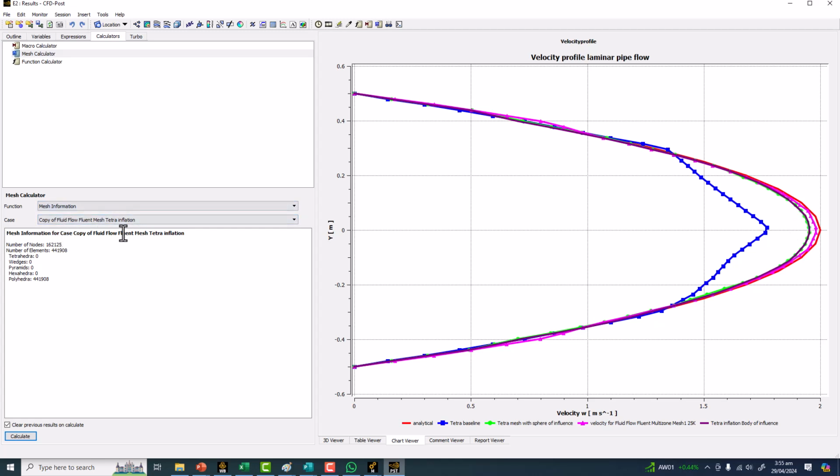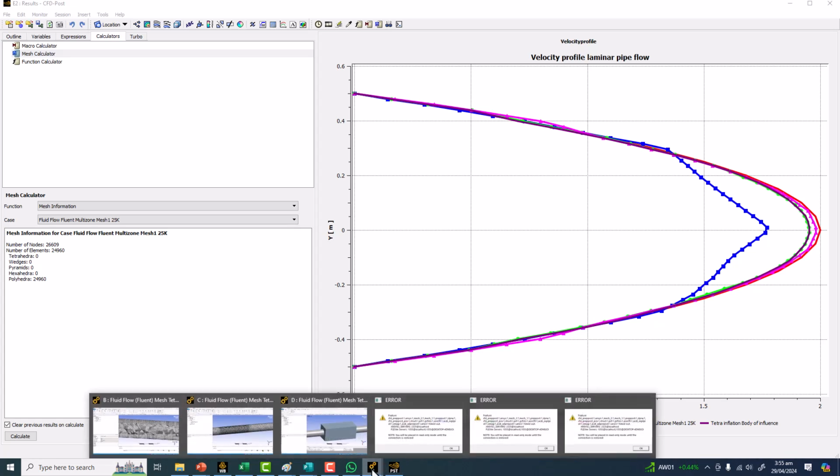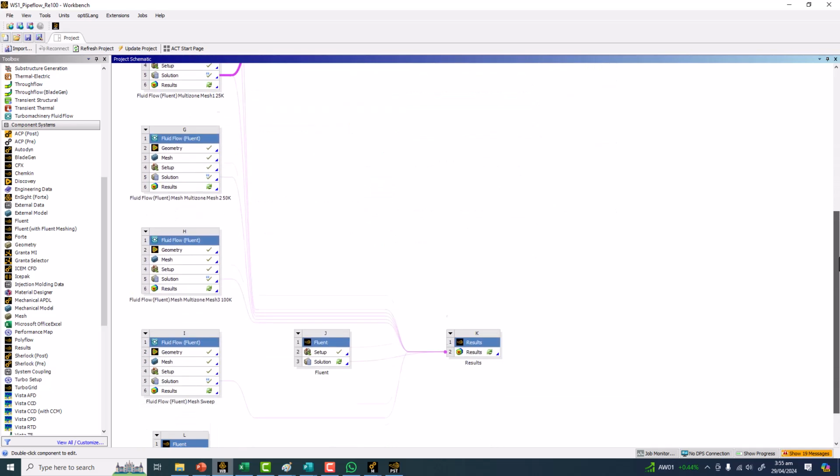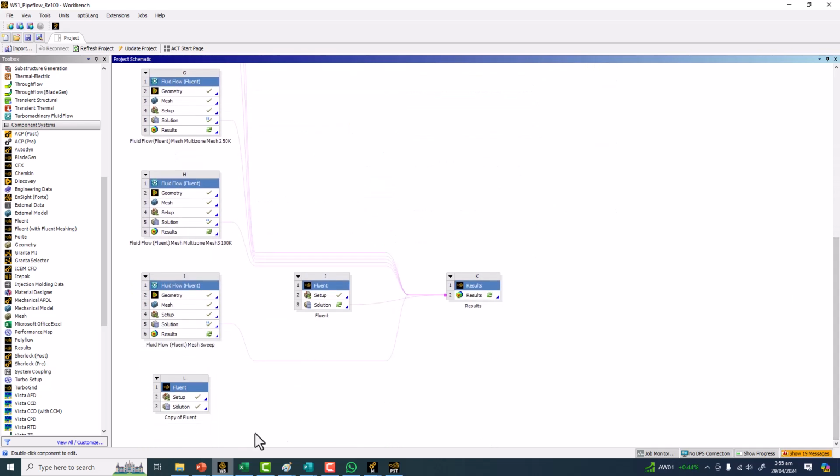But what's definitely interesting is that with the hexa meshing, with a very small number of cells, only around 24,960 cells, the results are more accurate than the tetra meshing. So this was just a point here, and we have actually solved all the different meshings and compared them for the pipe flow.